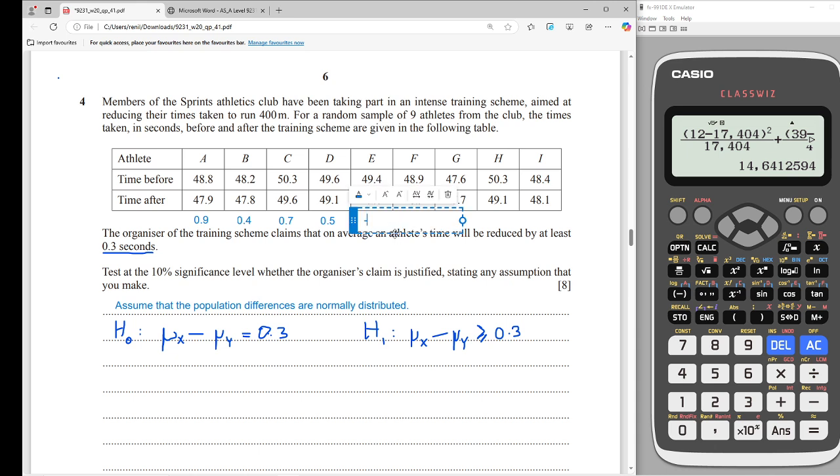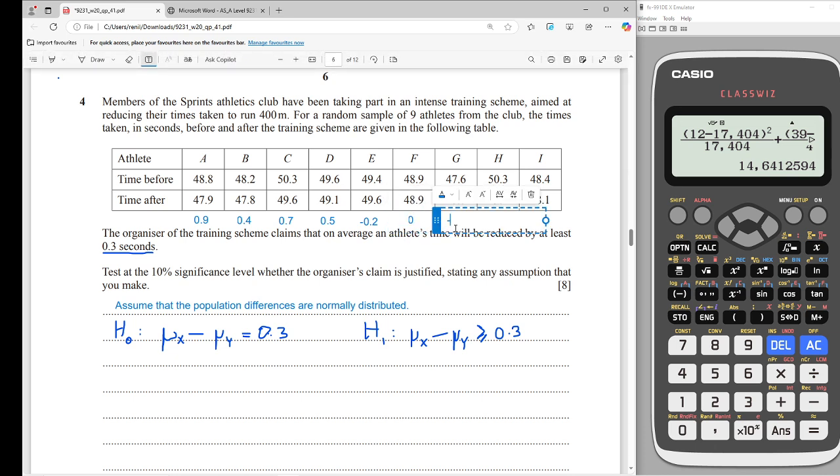49.4, so this is going to be negative 0.2. Remember, we have to take into consideration the signs, and I'll tell you why. This has no difference at all. This one decreases by 0.1. This one is 1.2, and finally we have 0.3.